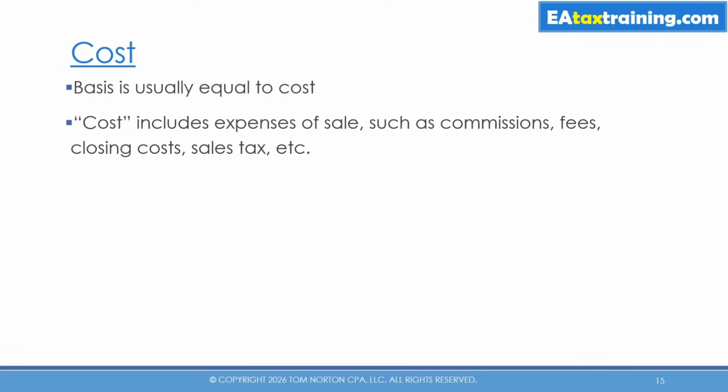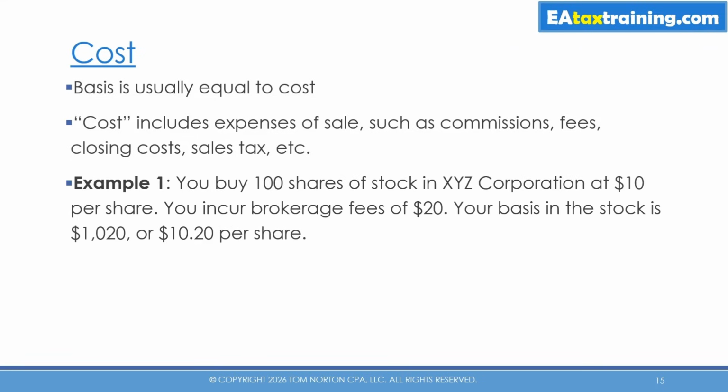Costs. So when we talk about cost or cost basis, what does that include? Well, just like with our treadmill, it doesn't only include the price of the asset itself, it also includes any expenses related to the sale, such as sales tax, such as commissions that you had to pay, fees, closing costs, etc. So, for example, you buy 100 shares of stock in XYZ Corporation at $10 per share. You incur brokerage fees of $20. Your basis in the stock is $1,020 or $10.20 per share.